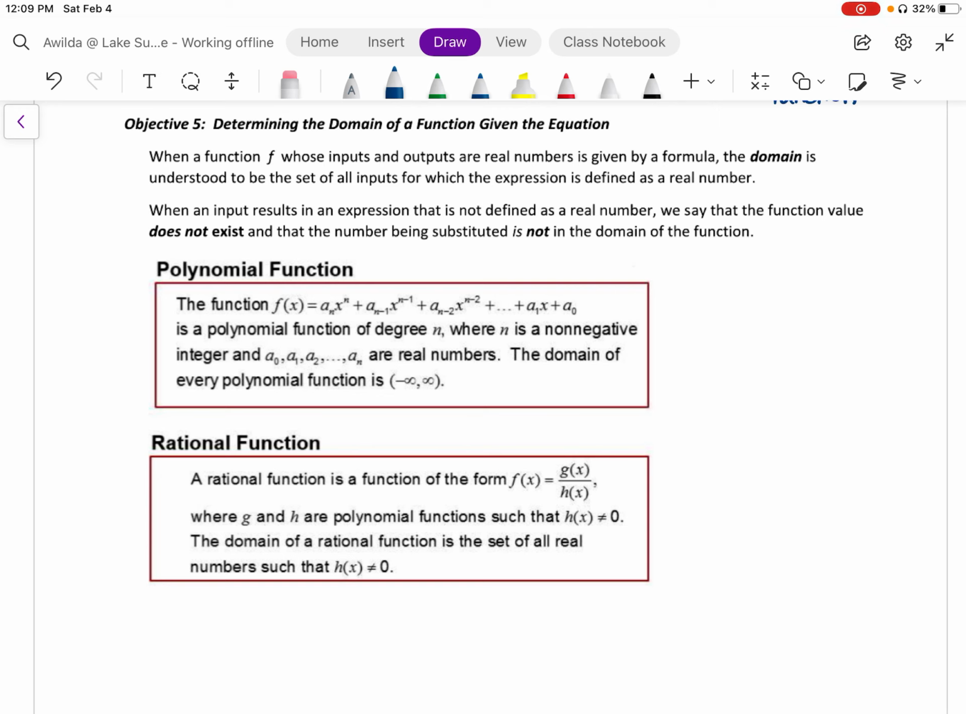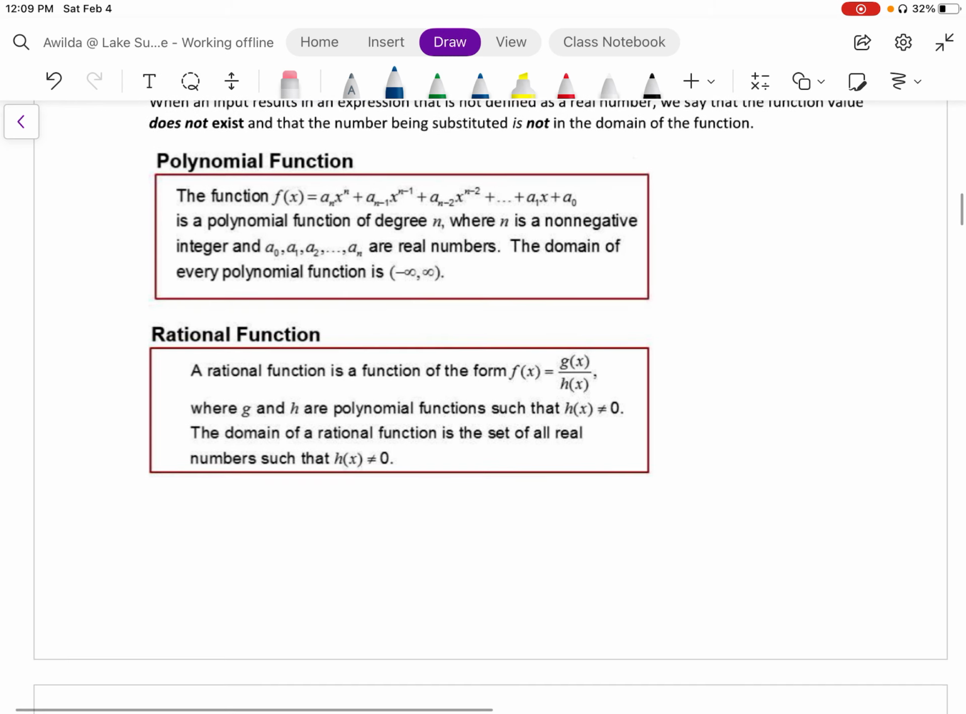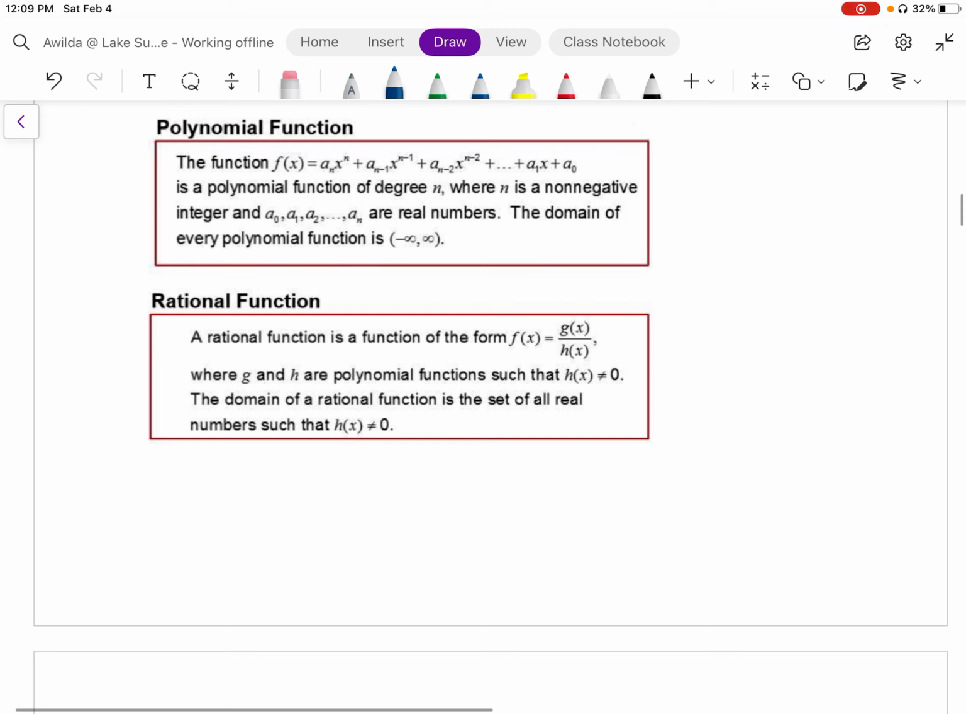Next, let's look at some of the basic types of functions. Polynomial functions are very common. In fact, they include linear functions.